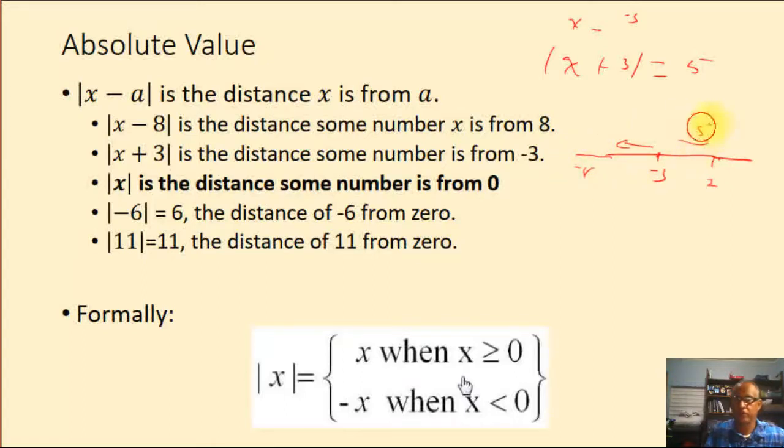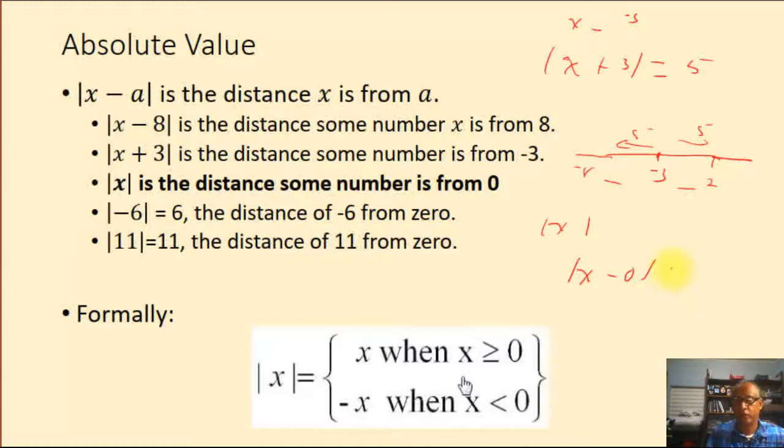This is not drawn to scale, obviously, right? And so we have negative 8 here and 2 here. And so the distance in both cases would be 5. If I simply write the absolute value of x, well, then that's the distance from 0. That's like saying x minus 0, right? And so that's the distance of x from 0.